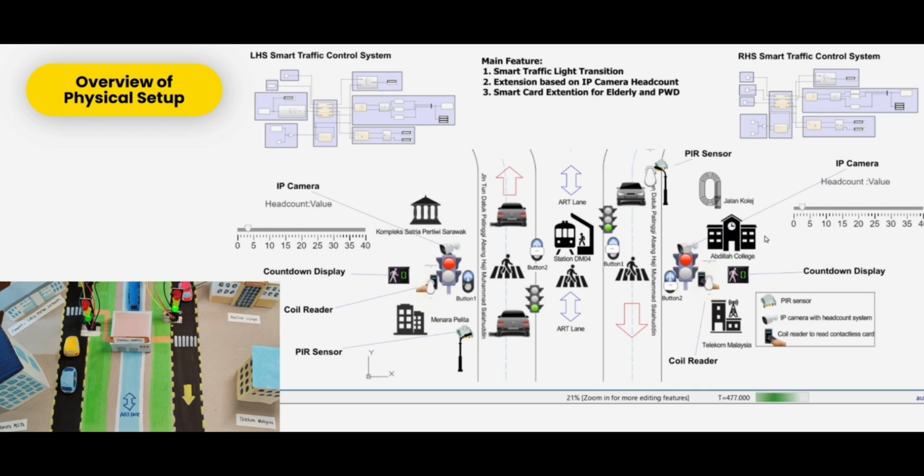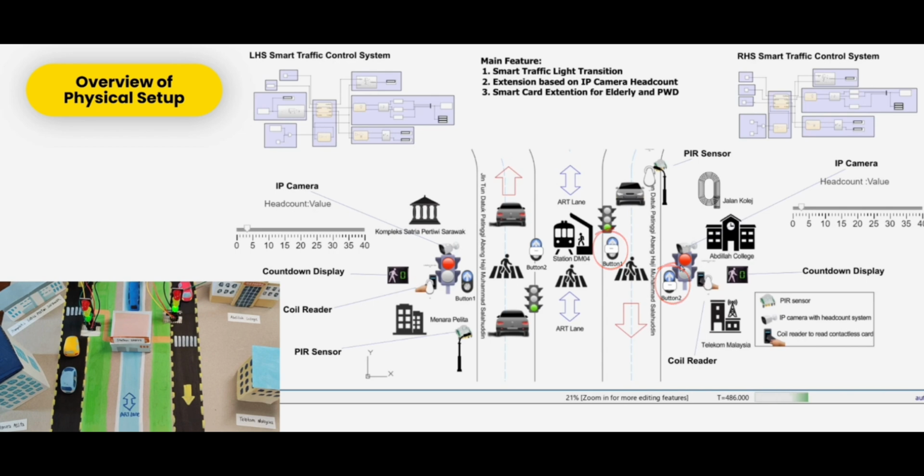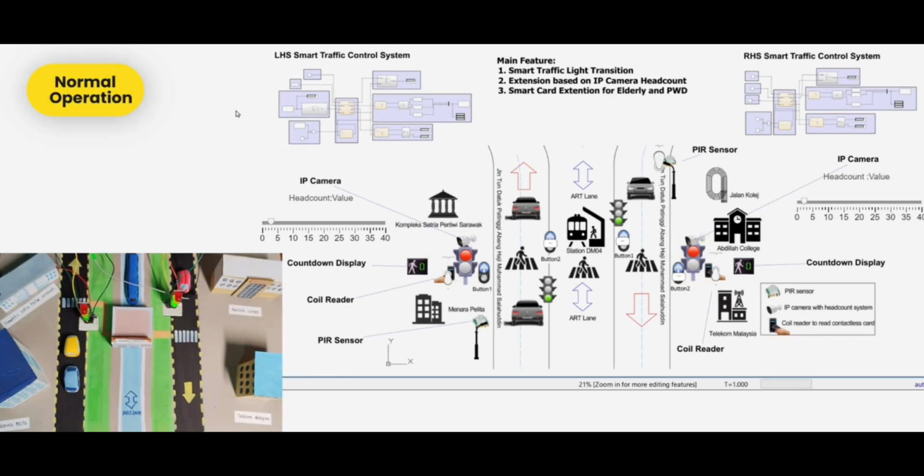On the right-hand side traffic system, all components are identical to the left-hand side, except that the PIR sensor uses a toggle switch, and both pedestrian buttons are represented by on-screen buttons. The pedestrian traffic light transition for both sides is also displayed on the 2D diagram.